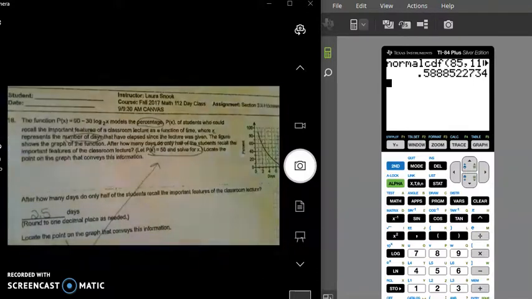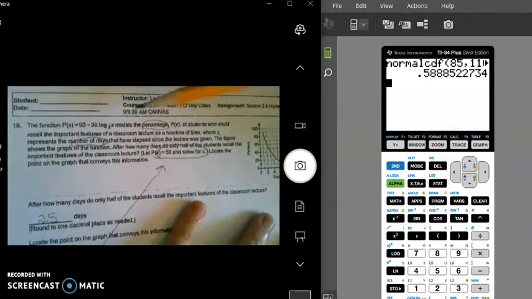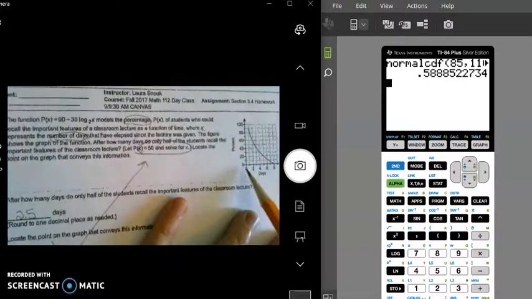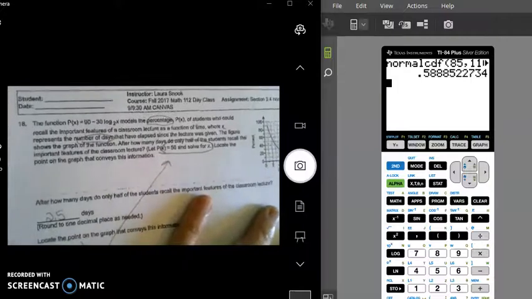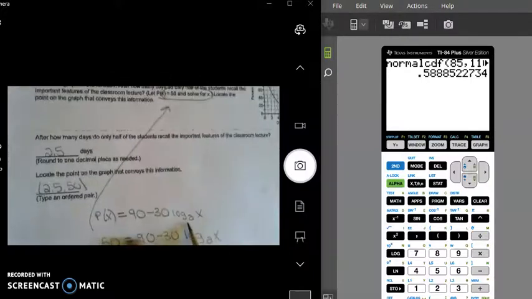There we go. Okay, so this says the function p of x represents the percentage of students that recall important features of a classroom lecture, where x is the number of days after the lecture was given. So x is the number of days after the subject was given, and then p of x represents, remember, the percentage of students that recall it. Okay, so this is our equation right here.